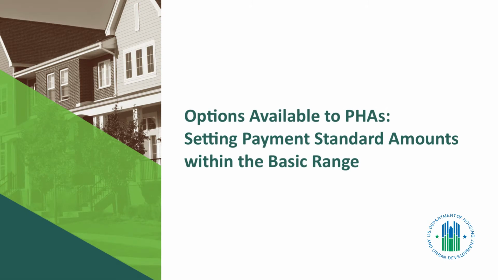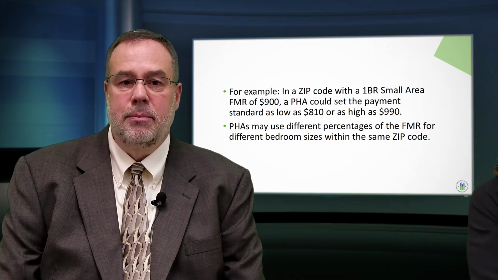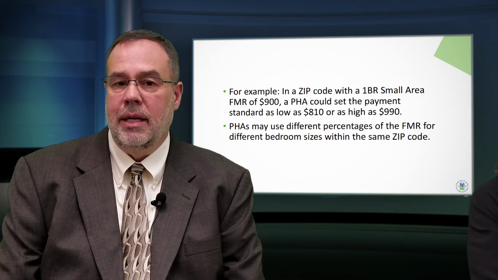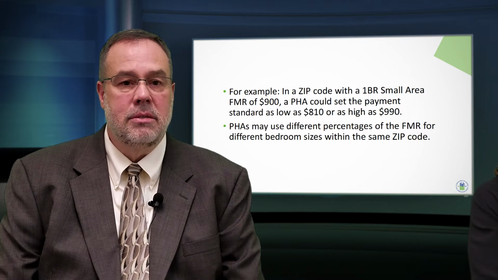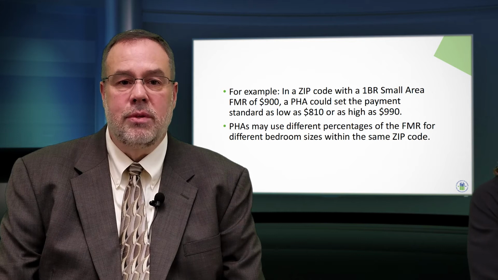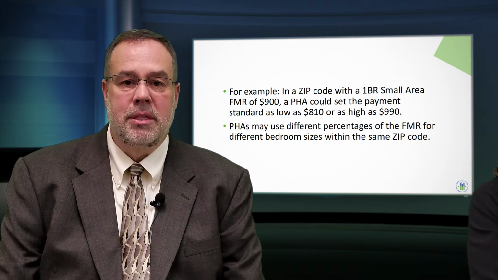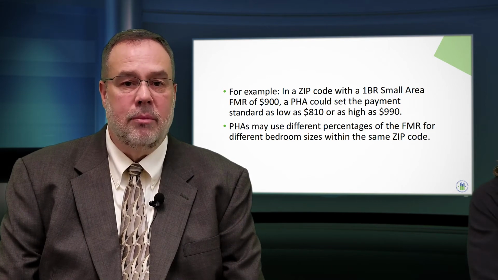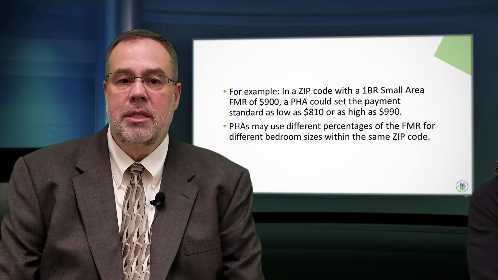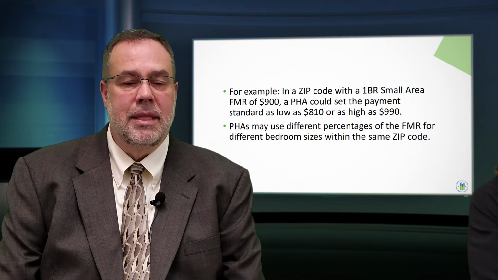PHAs have a great deal of flexibility when setting payment standards within the basic range. For example, in a zip code with a one-bedroom small area FMR of $900, a PHA could set the payment standard as low as $810 or as high as $990. In some zip codes, and for some unit sizes, it may be advantageous to set payment standards at the top of the basic range, while in others, a PHA may choose to set payment standards at the bottom or middle of the range. PHAs may use different percentages of the FMR for different bedroom sizes within the same zip code.